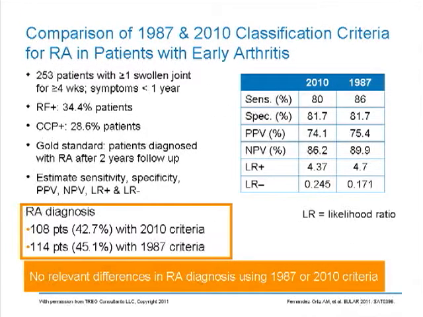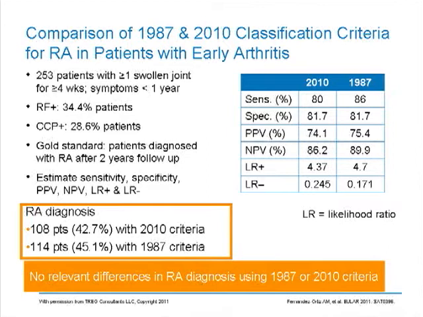A second study was done which compared the 1987 and 2010 classification criteria for patients with early arthritis. This study looked at approximately 250 patients with at least 1 swollen joint for at least 4 weeks with symptoms less than a year. About a third of the patients were rheumatoid factor or anti-CCP positive, and the gold standard were patients who were diagnosed with rheumatoid arthritis after 2 years of follow-up, and they estimated the sensitivity, specificity, positive and negative predictive value, and positive and negative likelihood ratio.